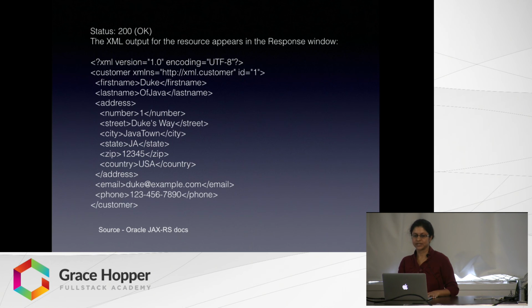So let's see the response back here. When we access get customer, the response is 200 if it finds the customer with the ID, and this is the XML response we are getting back.